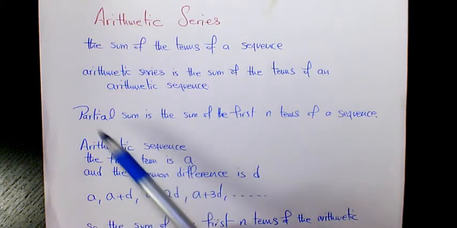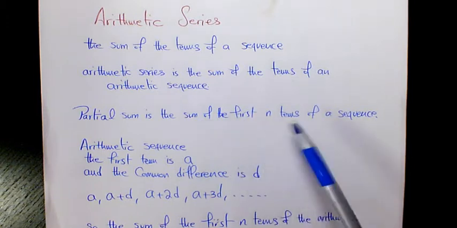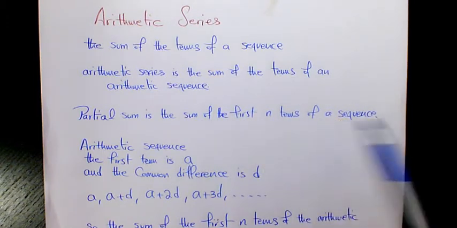So if you have a partial sum, it means that we just have the sum of the first n terms of the sequence. It means that we don't include all the terms, we just include some of the terms.